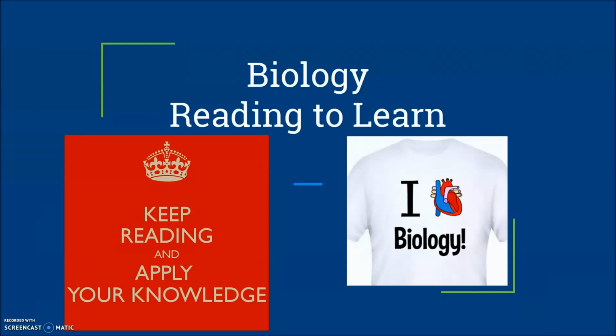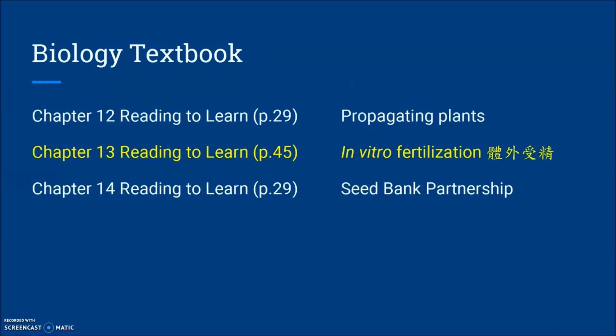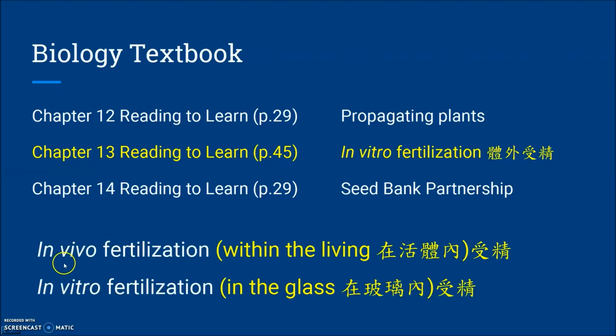So after we talk about plant propagation, vegetative propagation, we move on to the next biotechnology, which is in-vitro fertilization. Apart from this word, I would like to introduce another word, in-vivo fertilization. In-vivo and in-vitro come from Latin. In-vitro means in glass, and in-vivo means within the living, within the organism.